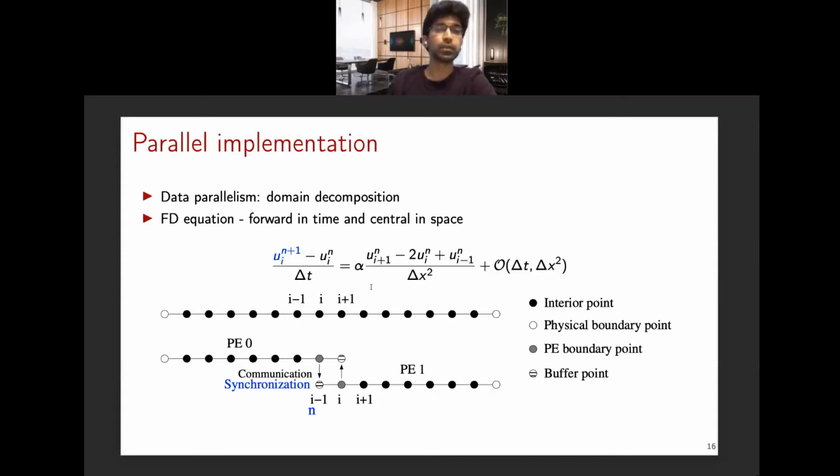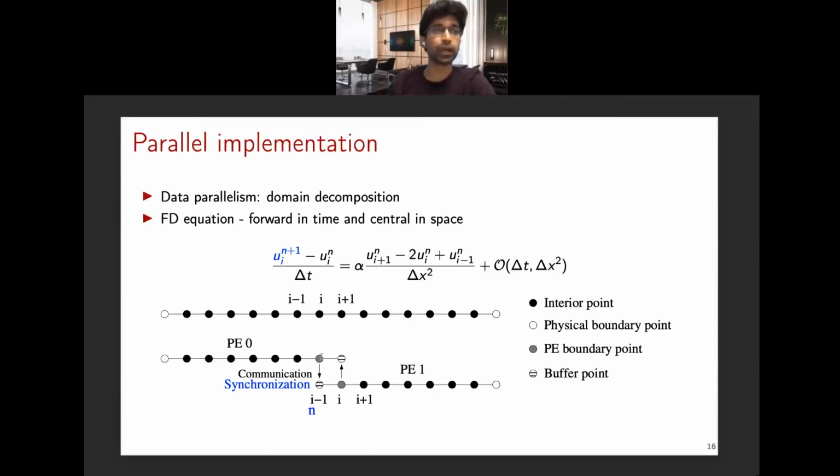When you do the same thing in parallel, here I consider a data parallel or domain decomposition method. We divide the domain, which is this 1D domain, into, let's say, two processors: processing element 0 and processing element 1. Now I want to compute this stencil operation, or update this finite difference equation, at this point i. Point i needs function values from i+1 and i-1, which comes from the requirement of the spatial derivative. But i-1 is being computed in my neighboring processor.